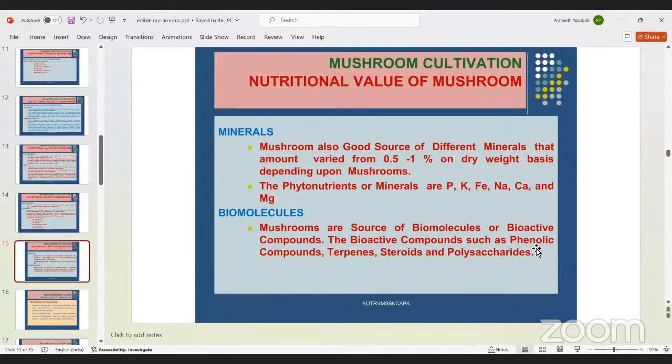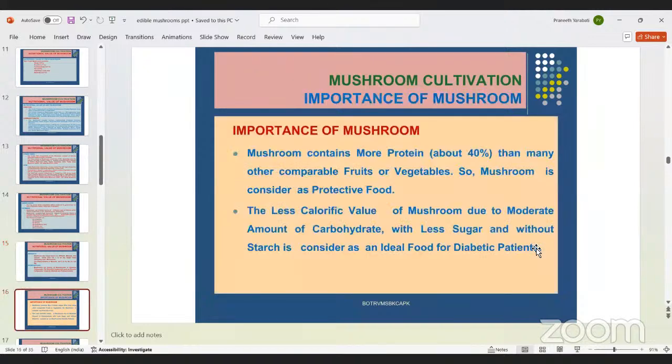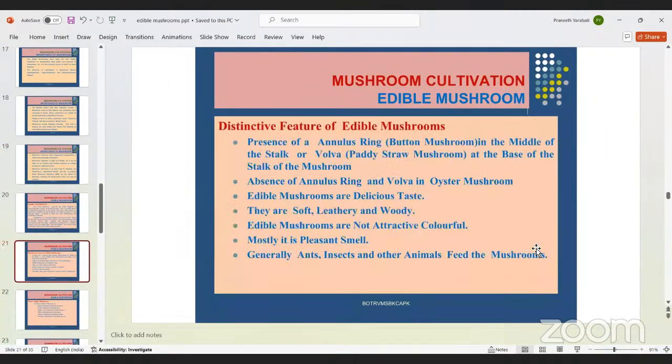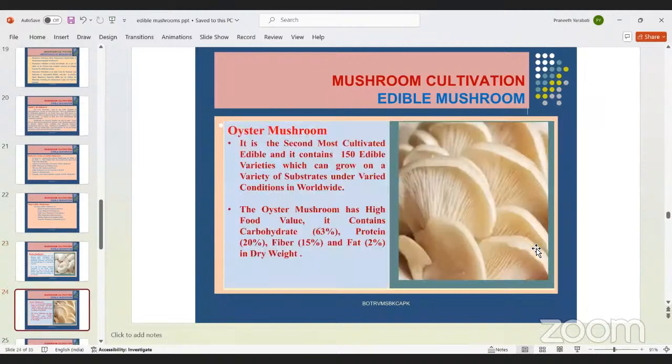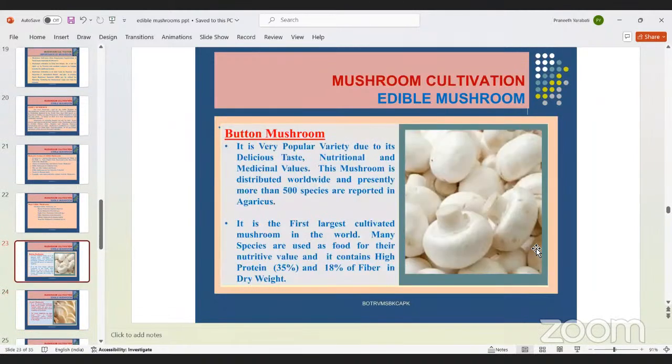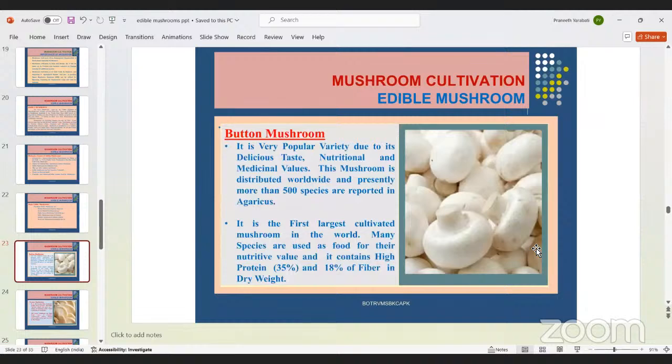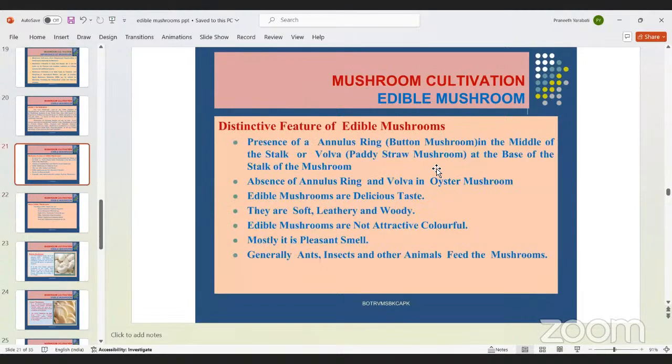Due to the presence of these polysaccharides, they are anti-cancer and are used in the preparation of anti-cancer drugs. So this is about edible mushrooms. These are some examples of edible mushrooms like button mushroom, oyster mushroom, paddy straw mushroom, milky mushroom, shiitake mushroom, and wood ear mushroom. So this is about the different types of mushrooms.